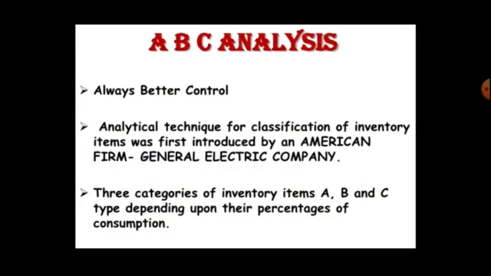Next important thing is ABC analysis. As per the value, as per the importance, and as per the consumption, on these three backgrounds, the inventory is graded as per ABC. The other word for ABC analysis is always better control. If any entrepreneur wants to control the inventory, the firm can divide its inventory into three grades or three categories.